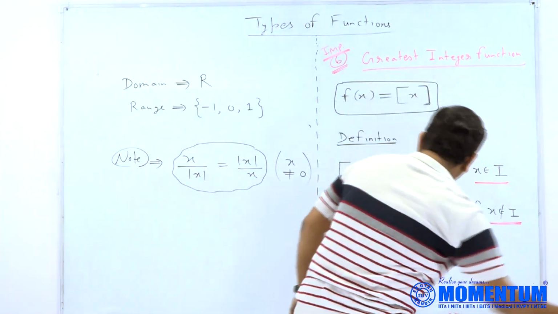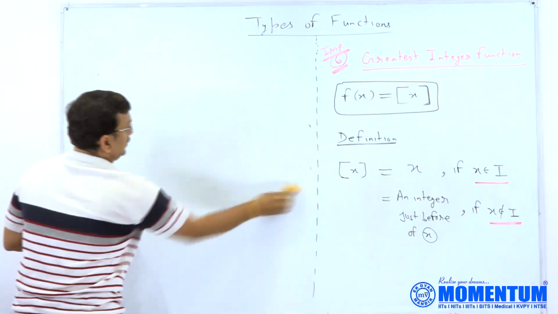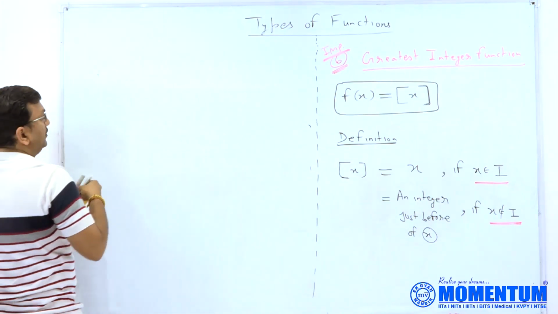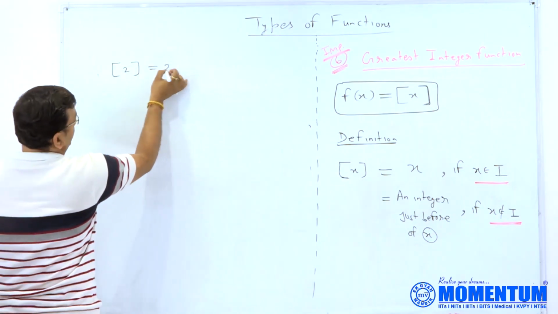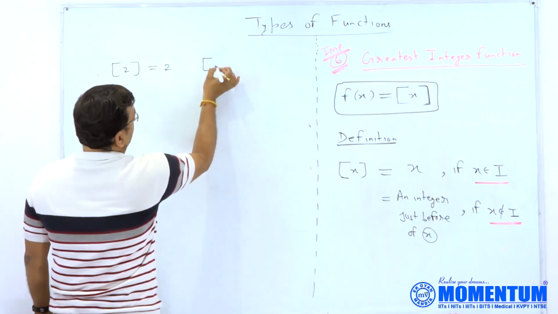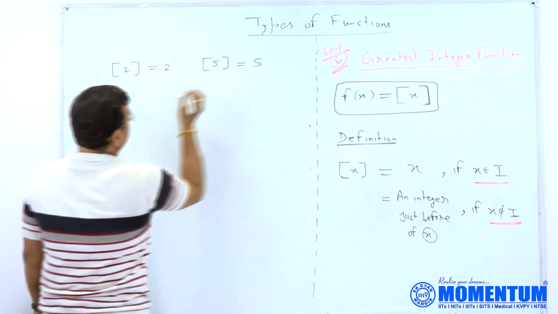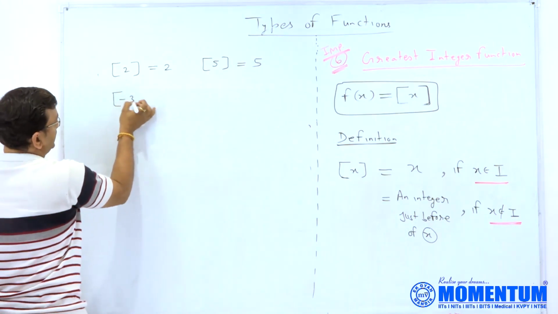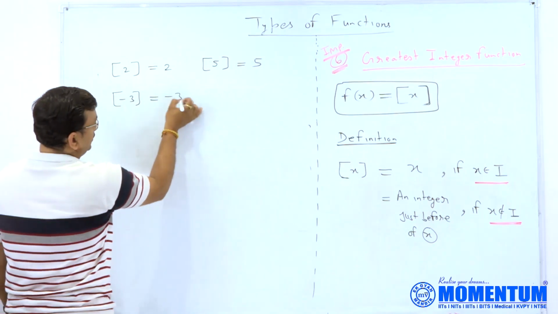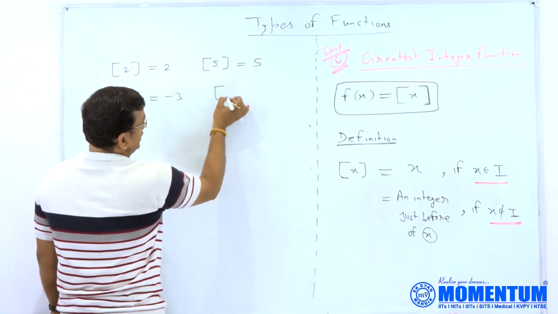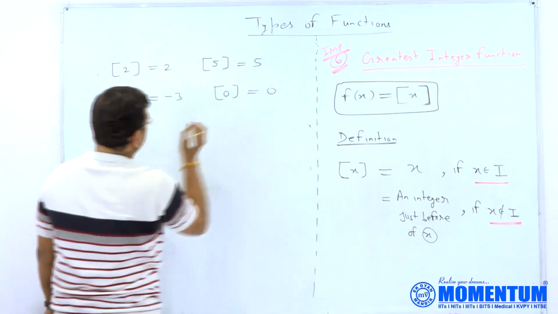We are taking some examples. I have square bracket 2. So 2 is what? Integer. Same will be output. 5. 5 is integer. Same will be the output. Minus 3. Minus 3 is integer. Same will be the output. 0. 0 is integer. Same will be the output.